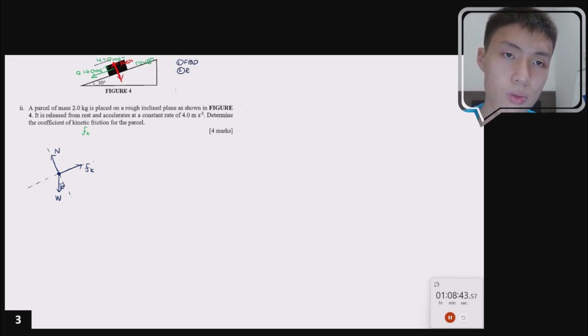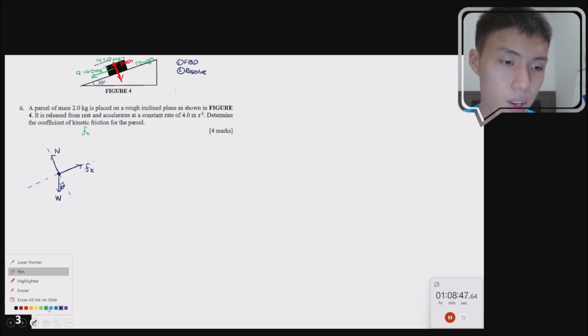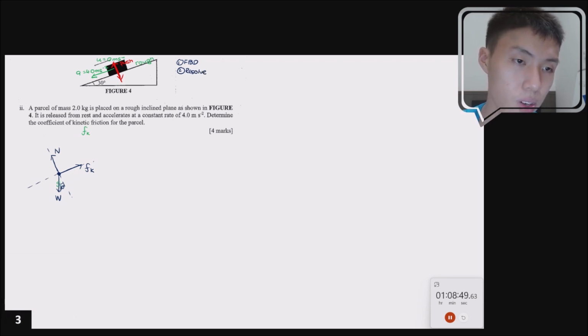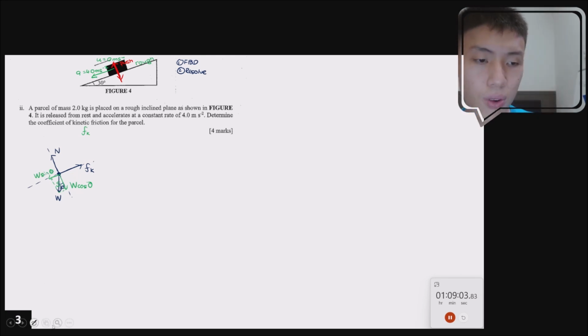So right now we want to resolve the free body diagram. So what force needs to be resolved? We need to resolve the weight because that's the only force not on the axis. So this one will be weight cos theta. This one will be weight sine theta. Okay, now that we are done, we ask ourselves whether the system is in equilibrium or not.